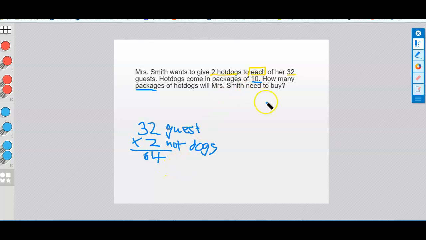And if we know that they come in packages of 10, a couple different strategies you can use. You can start with, if you know the total of the hot dogs, and you know they come in 10 per pack, how many hot dog packages will they need? So 10 goes into 64 6 times, because 6 times 10 is 60. But there will be people not getting a hot dog if she only buys 6 packages. So she needs 7 packages to be able to feed all of her 32 guests.